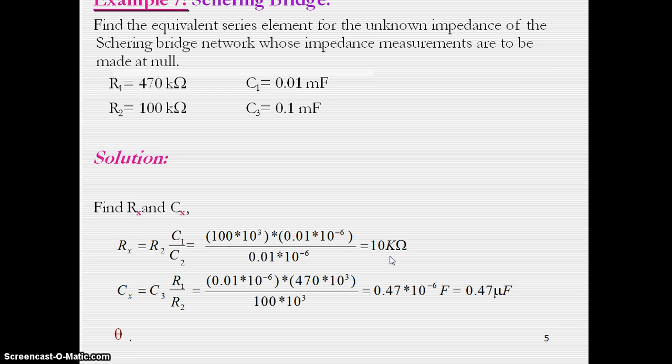Then obtain the value of Cx, which is equal to C3 into R1 upon R2, that is 0.1 into 10 raised to minus 6 into 470 into 10 raised to 3 upon 100 into 10 raised to 3, which is equal to 0.47 into 10 raised to minus 6 Farad. So the value of the capacitor is 0.47 microfarad.